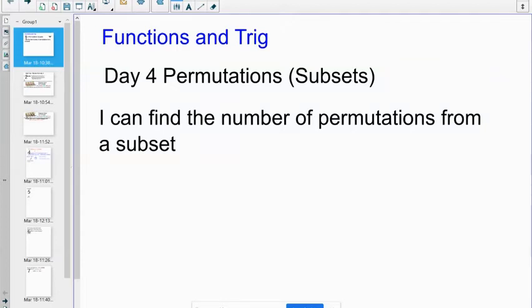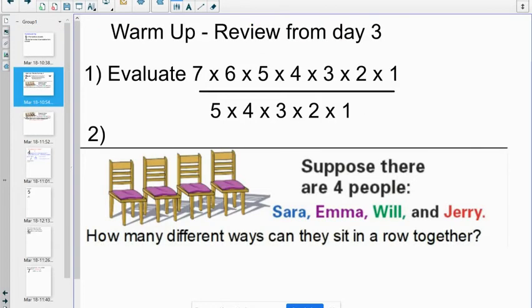Okay, hello everyone. Welcome to day 4, permutations of subsets. We're going to be able to find the number of permutations from a subset. So yesterday, this question, our warm-up, will be a little bit of a review. We're going to evaluate what essentially is the same thing as saying 7 factorial over 5 factorial.